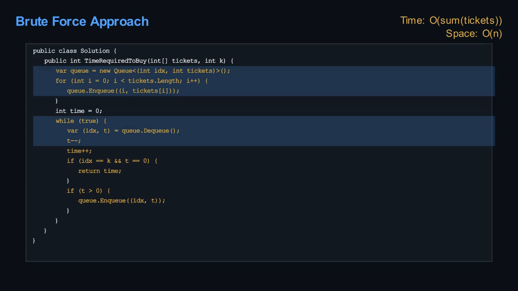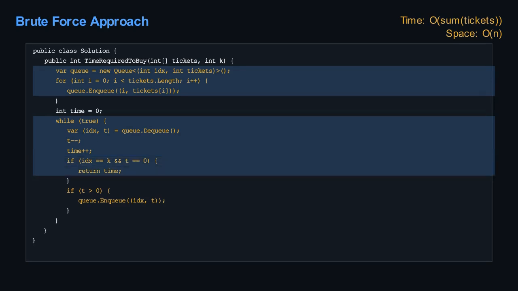While correct, this simulation can be inefficient. If people need many tickets, we repeatedly enqueue and dequeue, leading to a time complexity proportional to the sum of all tickets, which could be very large. Space complexity is linear with the number of people.